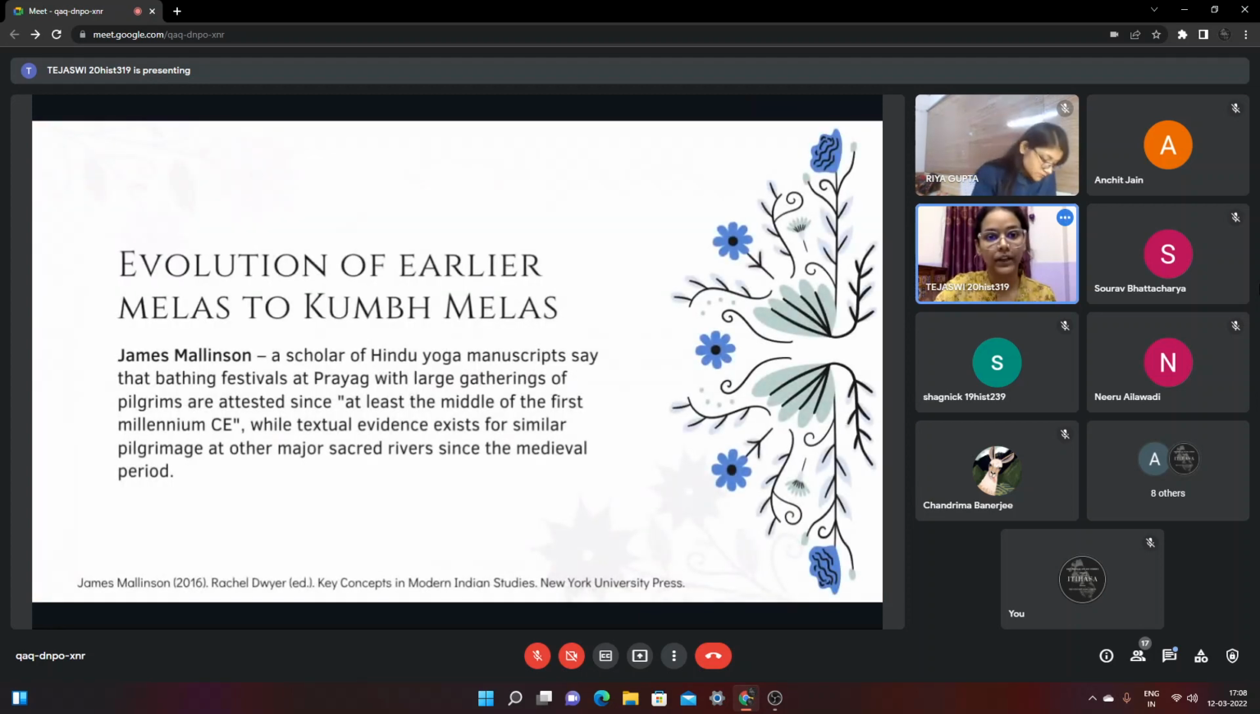So now we know that there have been melas for a very long time, but how do they accumulate and evolve into Kumbh Mela? Now we'll come to understand that part. James Mallinson, a scholar of Hindu yoga manuscripts and institutions, says that bathing festivals at Prayag with large gatherings of pilgrims are attested since at least the middle of the 1st millennium CE, while textual evidence for any similar pilgrimage at other major sacred rivers exists only since the medieval period.